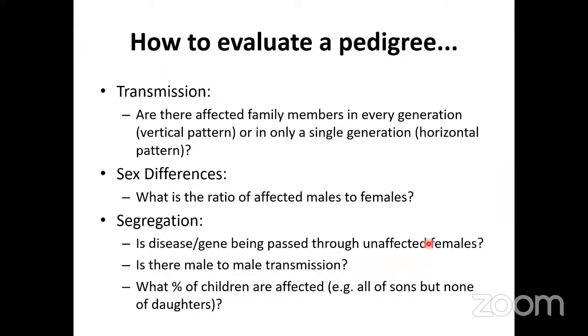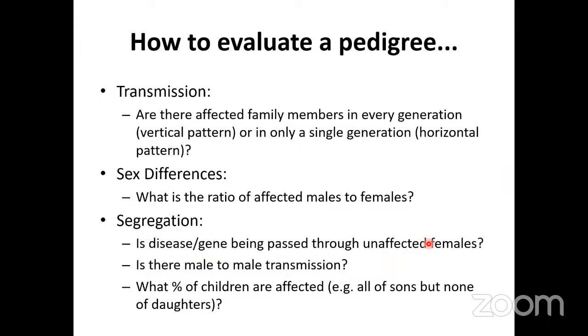Next is, what is the ratio of affected males and females? Are both males and females affected? Then, is the disease or gene being passed through an unaffected female? Is there any male to male transmission? What percentage of children are affected? All sons but no daughters? So this is segregation. Whenever I show you so many pedigrees, we are going to take up these questions again and again, and we are going to answer them. So this is how we have to evaluate a pedigree.